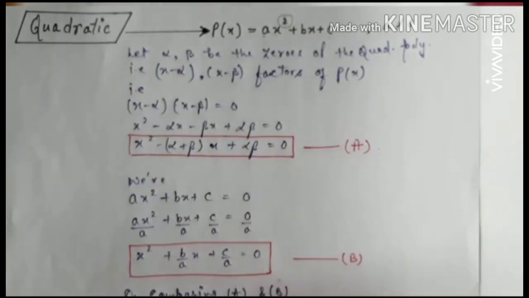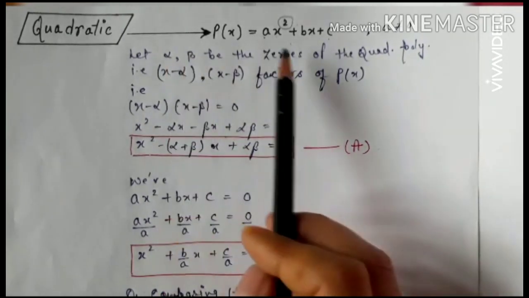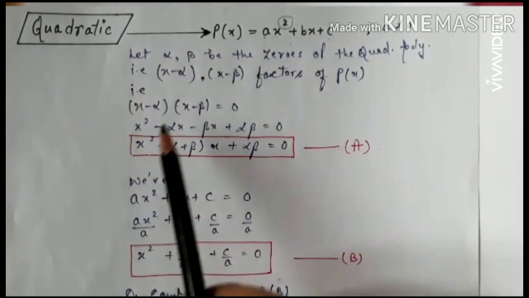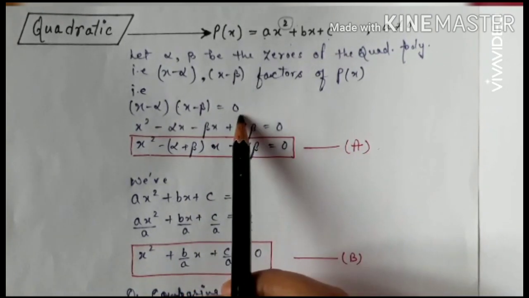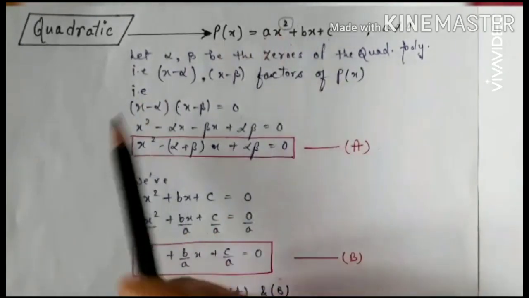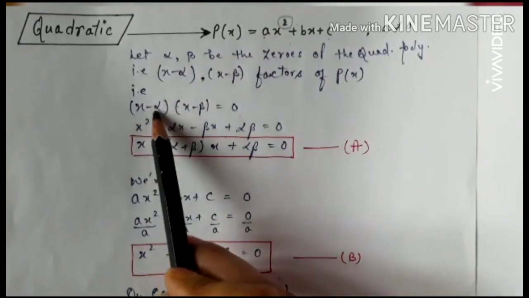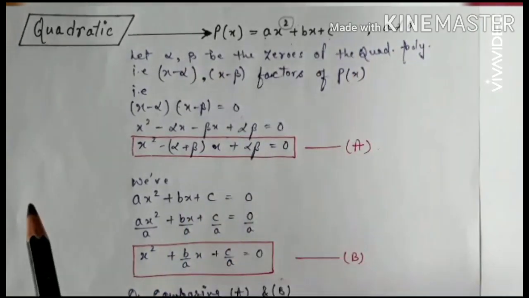Suppose we have taken alpha and beta as the zeros of this quadratic polynomial. If these are the zeros, we can write (x minus alpha)(x minus beta) equal to 0. You have studied this in 9th class, factorization of a polynomial. We can write it this way because alpha and beta are the zeros of the quadratic polynomial.